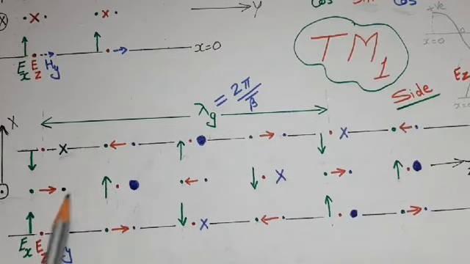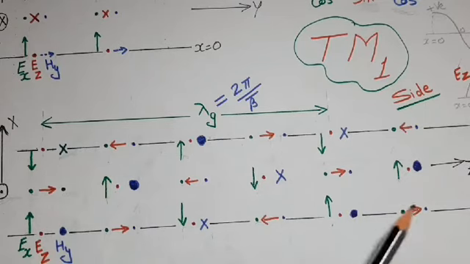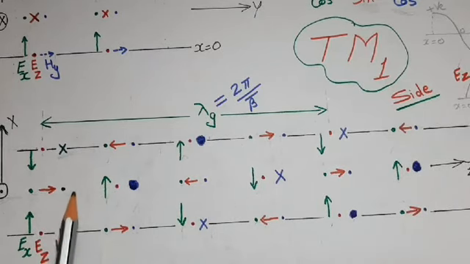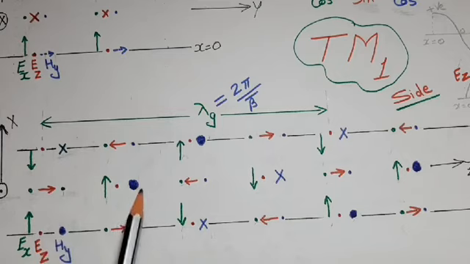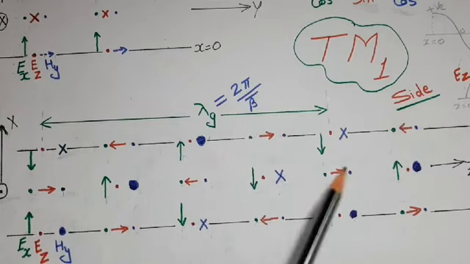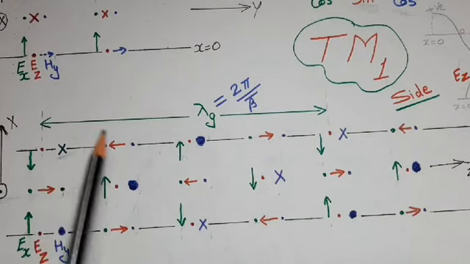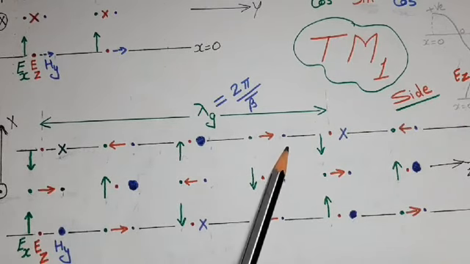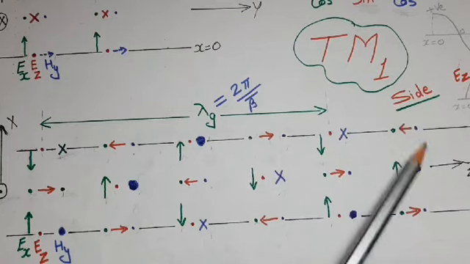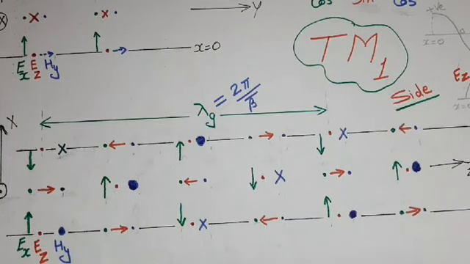In a similar way, the Hy field also varies sinusoidally in z direction. That is positive max, then 0, negative max, 0, positive max, 0. At x is equal to d by 2, 0, positive max, 0, negative max, 0, positive max. At x is equal to d, negative max, 0, positive max, 0, negative max, 0. So in this way, all three fields will vary sinusoidally in z direction with a wavelength of lambda g.